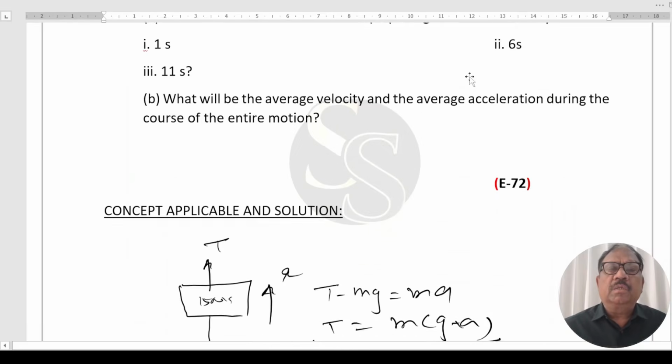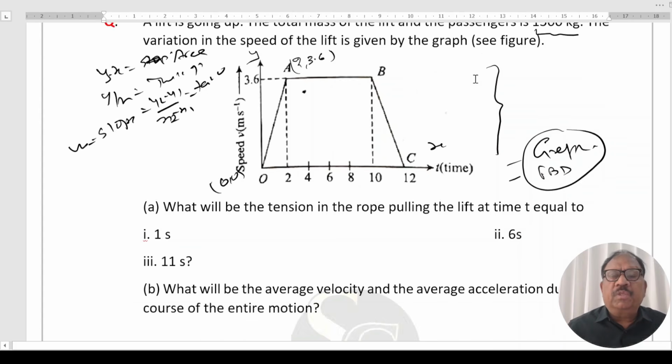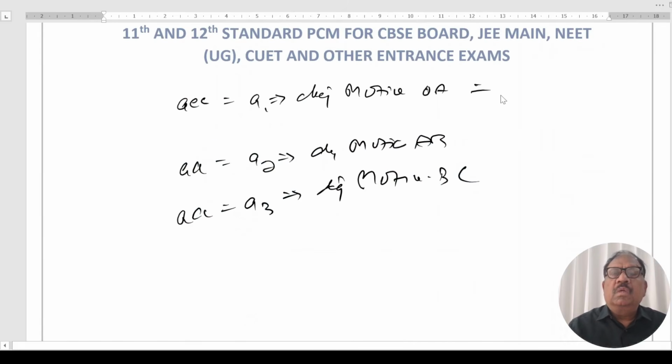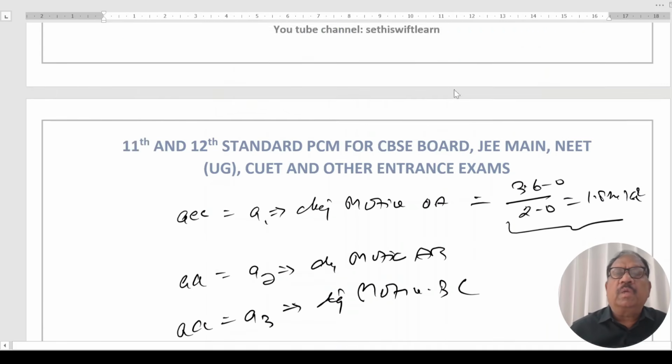In this case, this will be A1, so we have to find the ratio. The coordinates of point A will be x coordinate 2, y coordinate 3.6. This is 0, 0. So y2 minus y1 upon x2 minus x1: A1 will be equal to 3.6 minus 0 divided by 2 minus 0, that is 1.8 meter per second square.